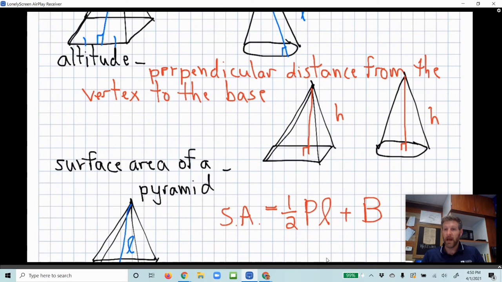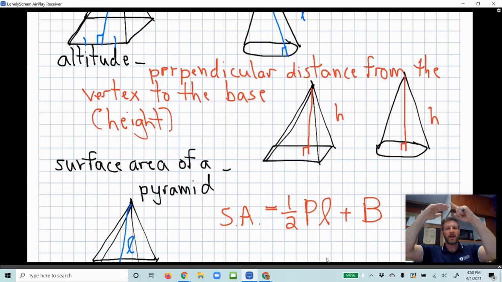Because we also have something called altitude. Altitude is the perpendicular distance from the vertex to the base. We can most commonly just think of this as height. In fact, a lot of times it's even designated with an H for height, as I've done over here. You can see slant height is not the height of the shape. The shape is a certain height from the ground, but you crawling up the side, that's a longer distance.